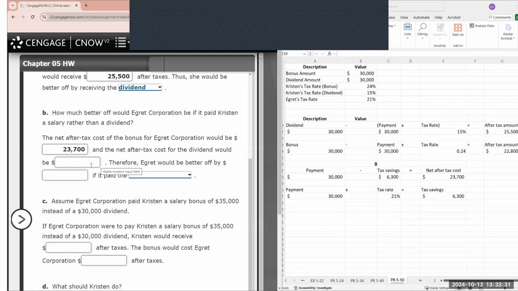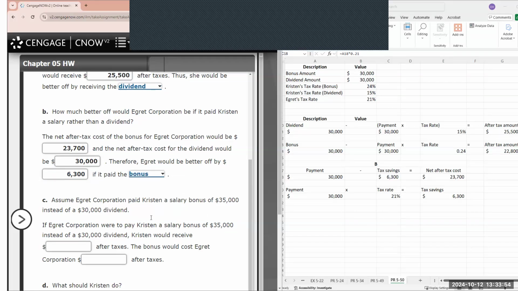In such case, there's a contrast because a dividend payment, unfortunately, is not deductible. So the net after-tax cost for the dividend payment would be $30,000. It is not deductible. So therefore, Egret would be better off. They would save $6,300 if they paid a bonus versus a dividend.